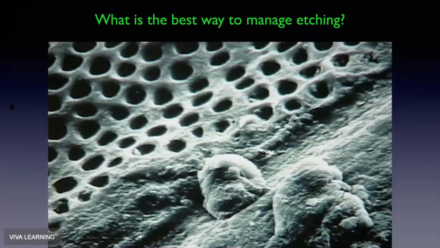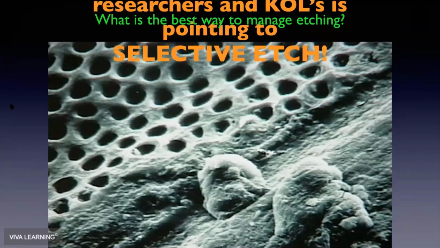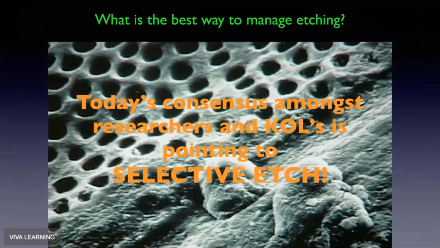And so when you ask a group of people, quote unquote, in the know, what they perceive as the best way to manage the dentin, manage etching, most right now are going to say the consensus is selective etch. Meaning look at the substrate and decide the strength or the pH of the acid you are going to use to optimize bonding to that substrate.